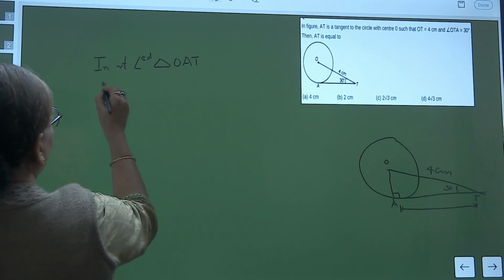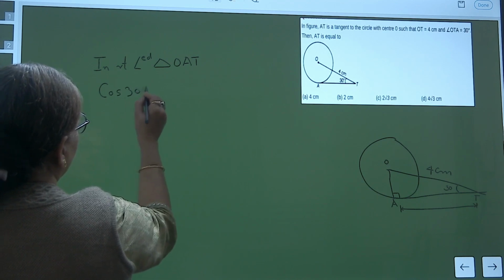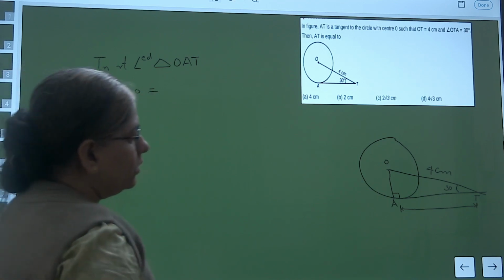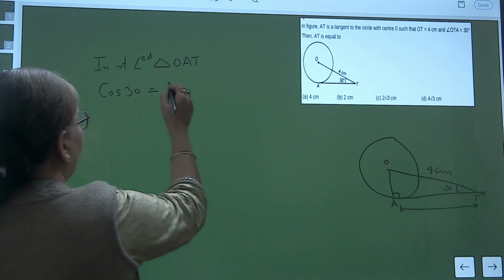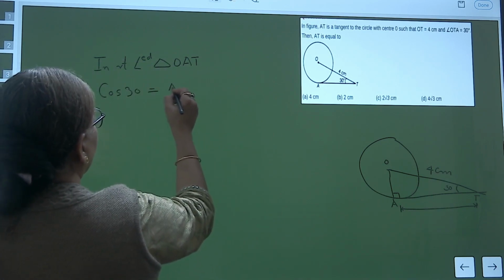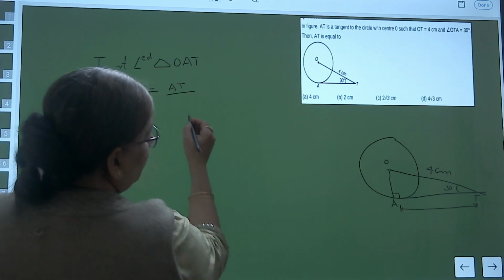cos 30 will be equal to base upon hypotenuse. So base is AT upon OT.